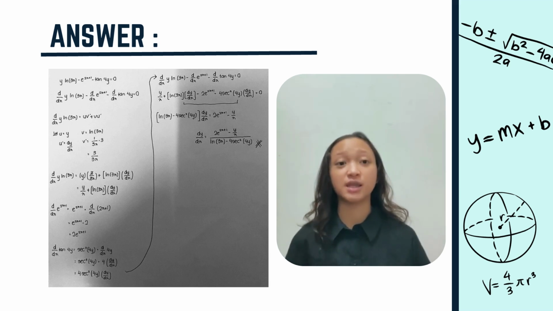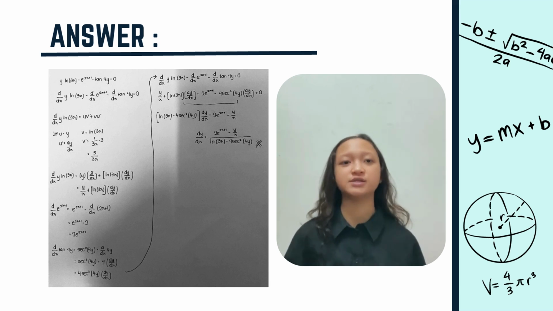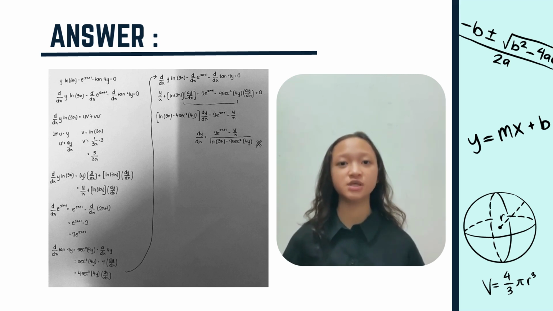And we proceed to the last part to differentiate, which is d over dx of tan 4y. The derivative of tan is secant square, so tan 4y gives secant square of 4y times d over dx of 4y, and then secant square of 4y times 4 dy over dx.